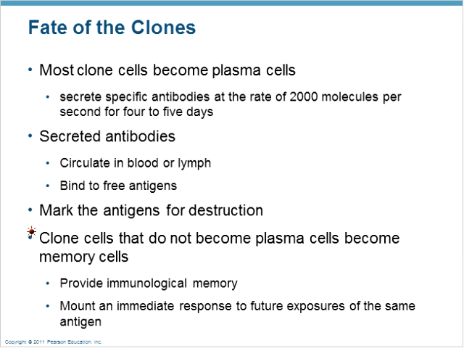Clone cells that do not become plasma cells go and hibernate and become what are called memory cells. They provide the immunological memory, so that the next time that antigen shows up, instead of waiting to develop these activated cells, you already have them. It shortens that time frame. They mount an immediate response to future exposures of the same antigen.